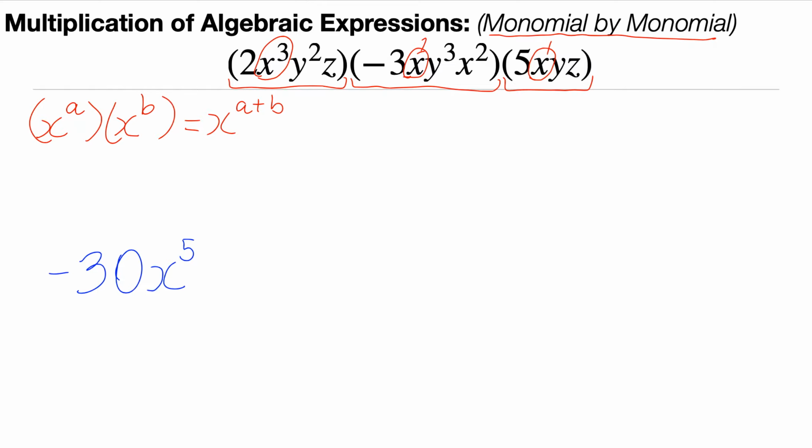Okay, next up in our variables is the variable y. Like the same concept with the x, we have y squared here, y raised to 2. We have also y cubed here, y raised to 3. And we have a sole y, which is raised to 1, remember. So we have 2 plus 3 plus 1. That's going to give us 6. So therefore, our final answer will be y raised to 6.